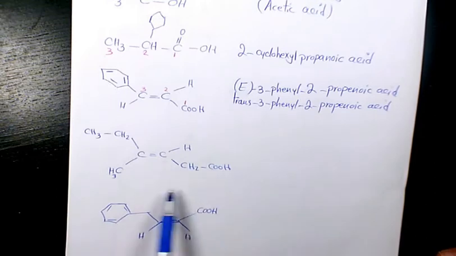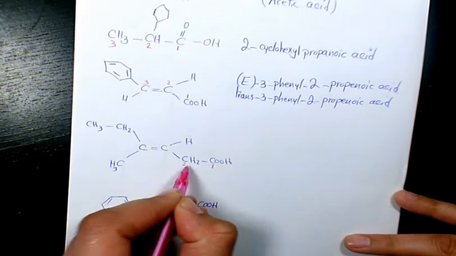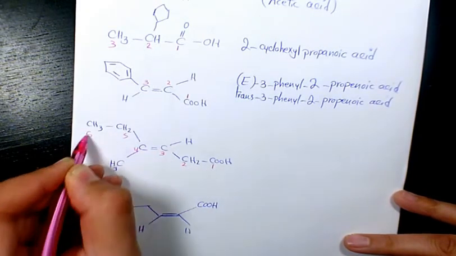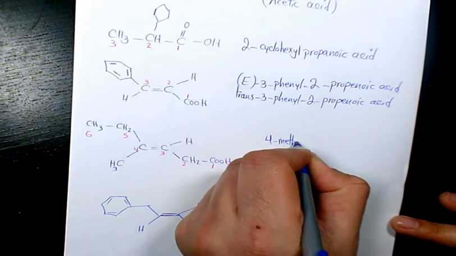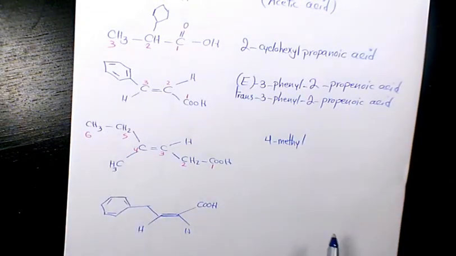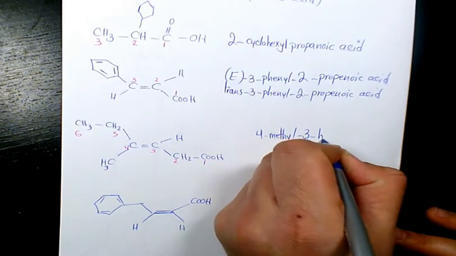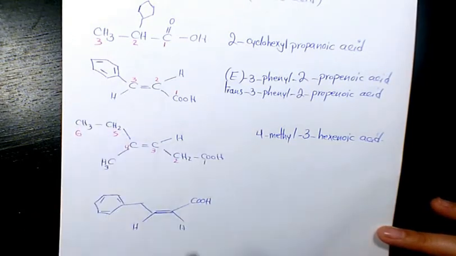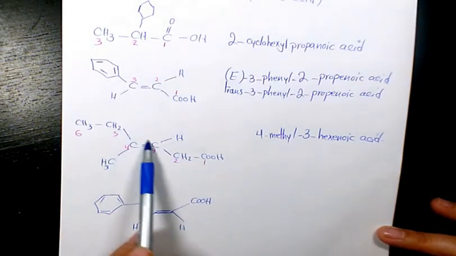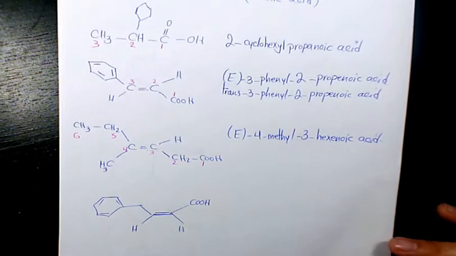Next one, we have this molecule here. Again, we have an acidic group. Start numbering from here, 1, 2, 3, 4, 5, and 6. We have 4-methyl. How many carbons? We have 6 carbons, so we are dealing with hexanoic acid. But since we have a double bond, it's going to be hexenoic acid, and the location is 3. So it's going to be 3-hexenoic acid. And we need to make sure that we report the type of isomer. Since they are on 2 opposite sides, it's going to be E isomer or trans isomer.